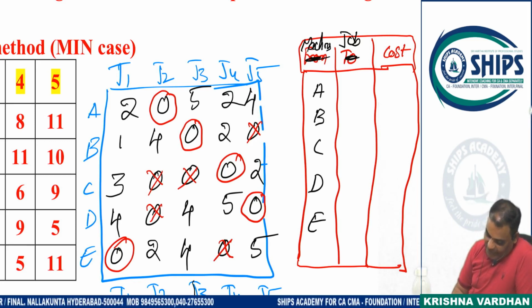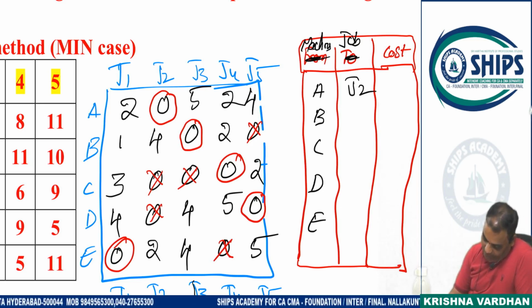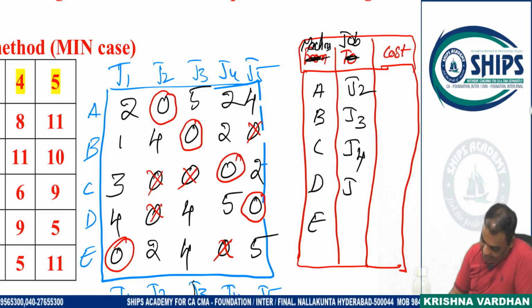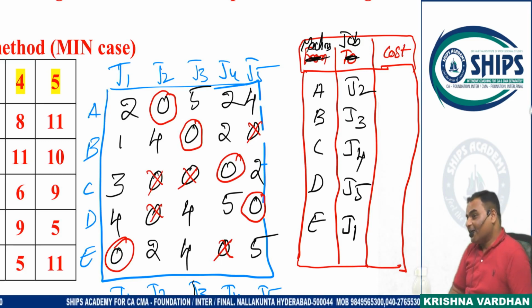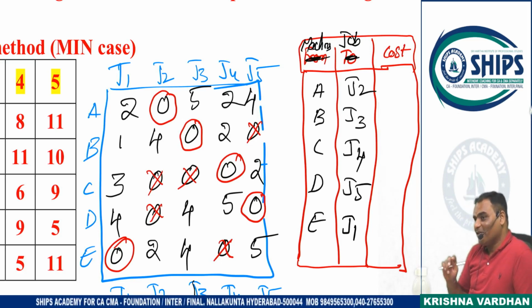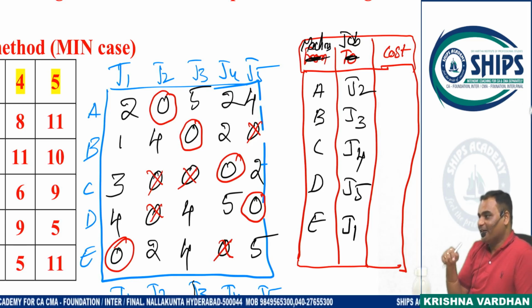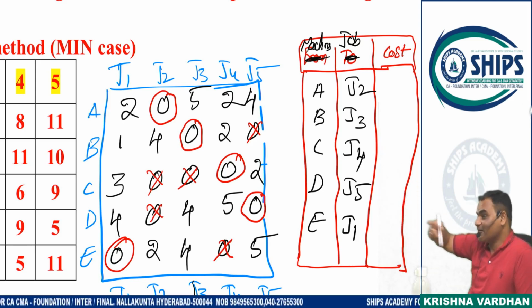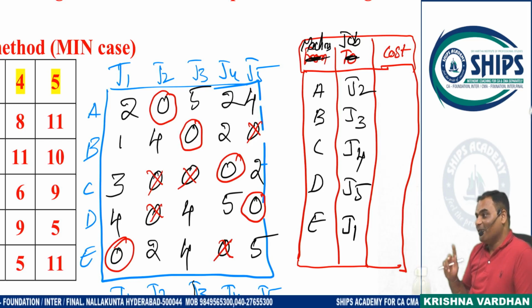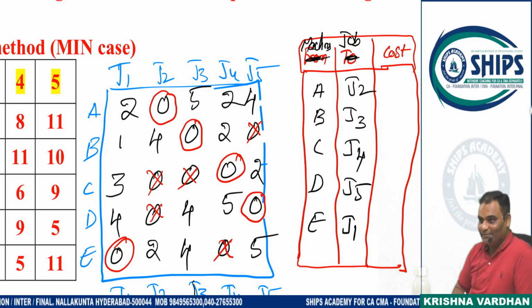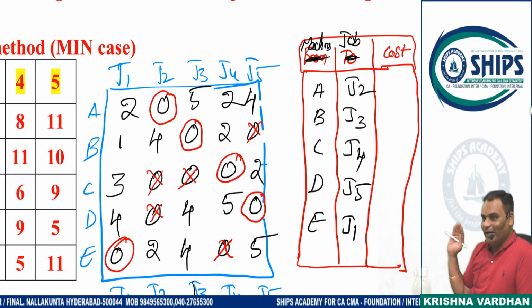Can you tell me which job you have assigned to A now? J2, then B, C, D, E. Why did I ask you to have a unique circle? Because you cannot assign 2 jobs to a single machine. So suppose he made a mistake there. In this last step, he will understand the same job he has allocated to two machines, which is wrong. Then you need to go back.